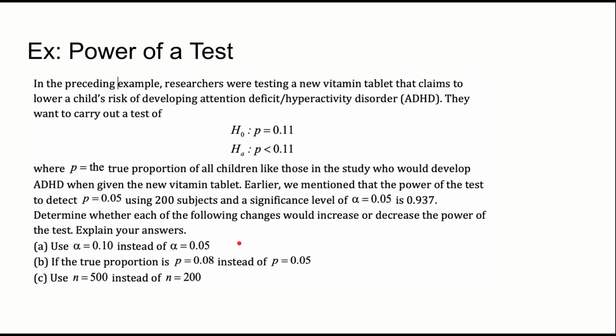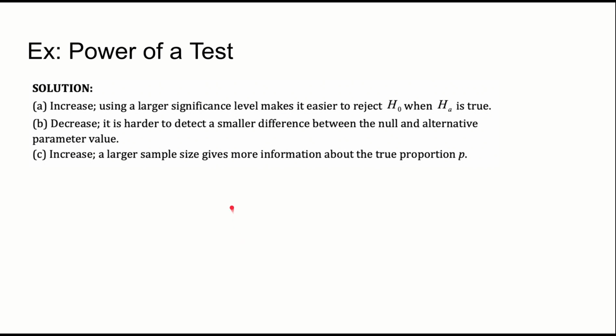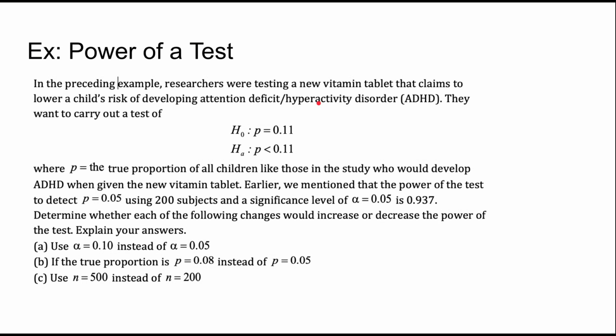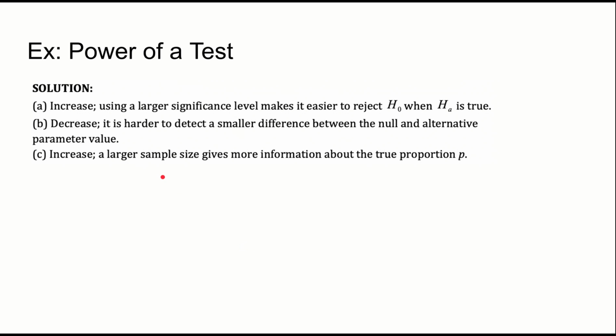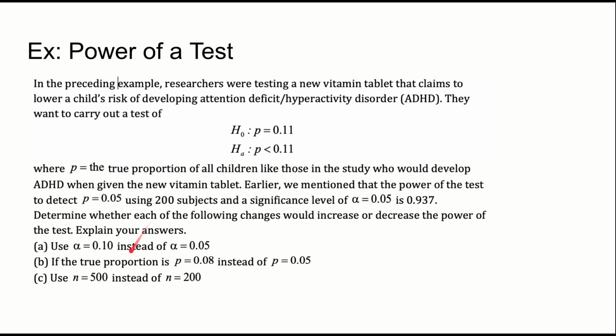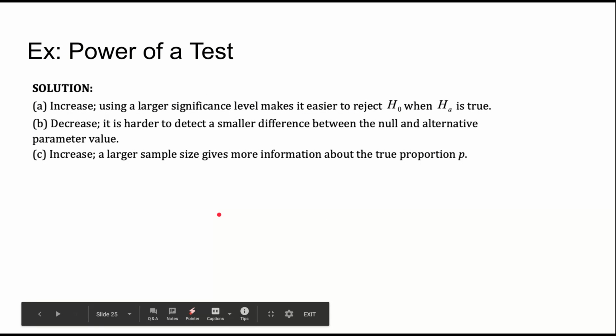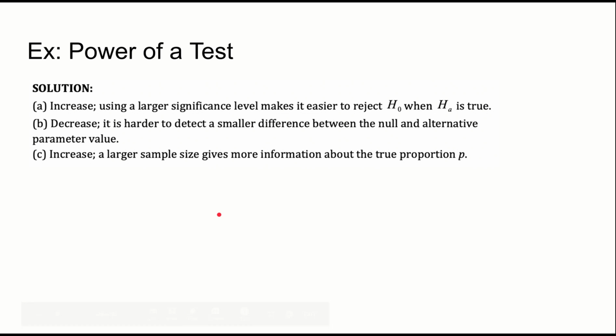All right, so for part A, use alpha equals 0.10 instead of alpha equals 0.05. What would that do? Increase the power. Using a larger significance level makes it easier to reject H0 when H alternative is true. Part B, if the true proportion is P equals 0.08 instead of 0.05, well, we would decrease the power. It is harder to detect a smaller difference between the null and alternative parameter values when they're closer together. And then part C, use n equals 500 instead of n equals 200. That would increase the power because a larger sample size gives more information about the true proportion.